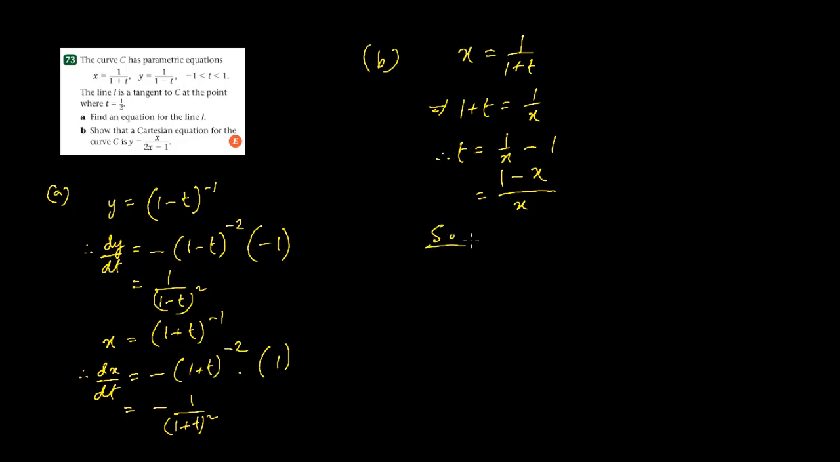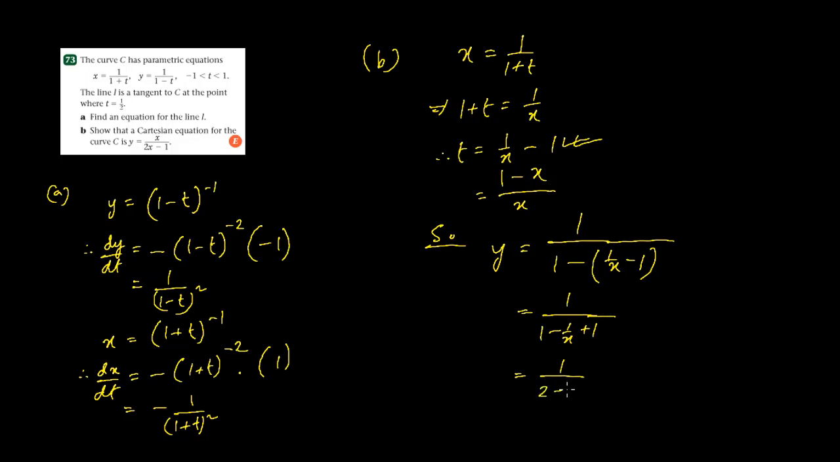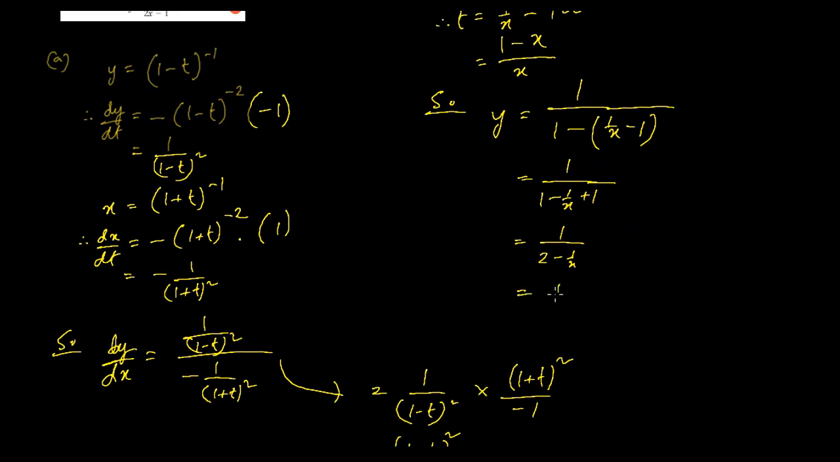So now we can put this in the next equation. So y equals 1 by 1 minus t, and t is, second thought, I think this version is better, 1 by x minus 1. So 1 by 1 minus 1 by x plus 1. That makes it 1 by 1 plus 1, 2, minus 1 by x. So if we take the LCM here, x is the LCM, 2 into x is twice x, minus x1 is x.